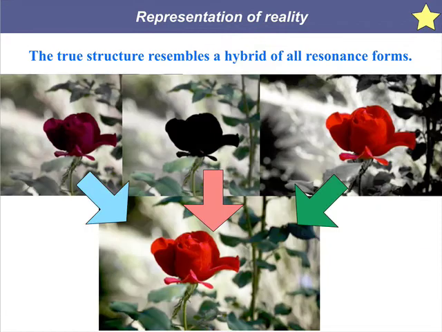An analogy that I like to use for resonance is this photo analogy. I basically took a photo of a rose and I removed all the blue from the photo. I removed all the red from the photo, and I removed all the green from the photo.